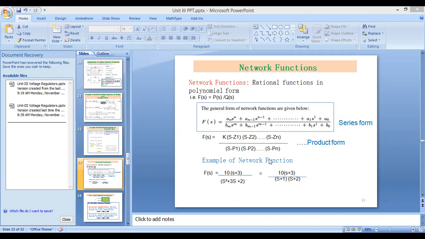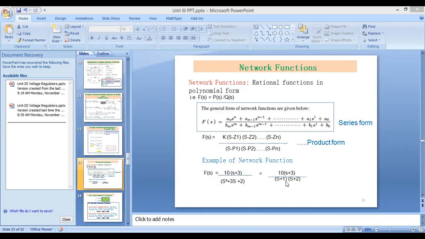In the frequency domain, we have the value as a complex variable, and we denote that value by the letter S. S equals sigma plus j omega, because that variable is a complex variable. Then we want to see the network function, which we have to study in today's session. Now we can start our today's session.